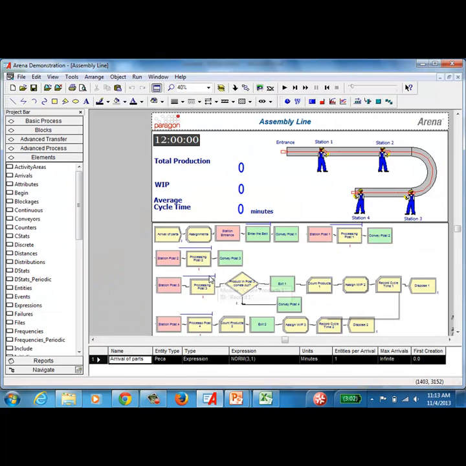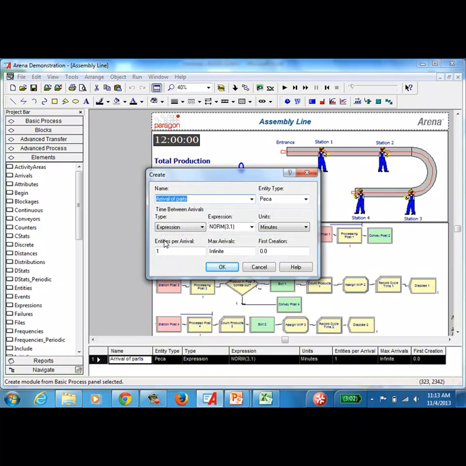And specifically for this model, you can go to this first block and open that block. You'll see that in order to specify the interarrival times for this system, there's a distribution which is normal. It has different parameters, 3 and 1, and it is in minutes. So the interarrival times of this part right now are modeled with a mean of 3 minutes and a standard deviation of 1.